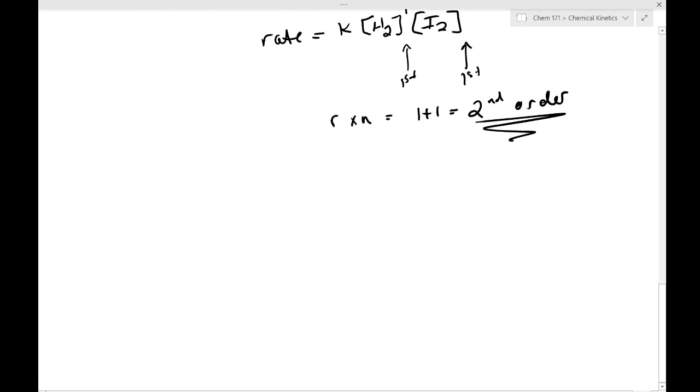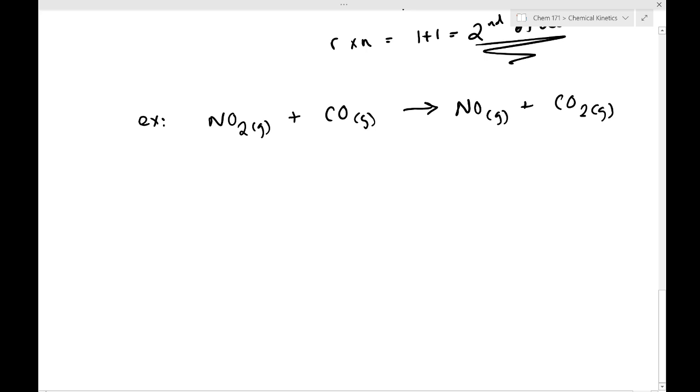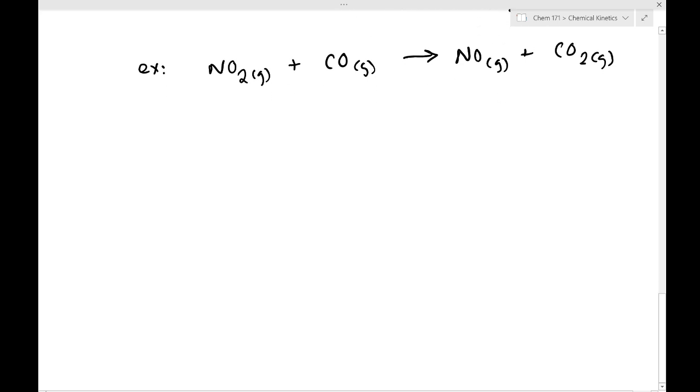Okay, let's do an example where we actually determine the rate constant and the order of the reaction. Let's look at the case where we have nitrogen dioxide gas reacting with carbon monoxide gas to form nitrogen monoxide and carbon dioxide gas. It's a nice little reaction. Let's do the method of initial rates and actually run some experiments and get some numbers out. With this, we need some data to figure out the rate constant and the order.